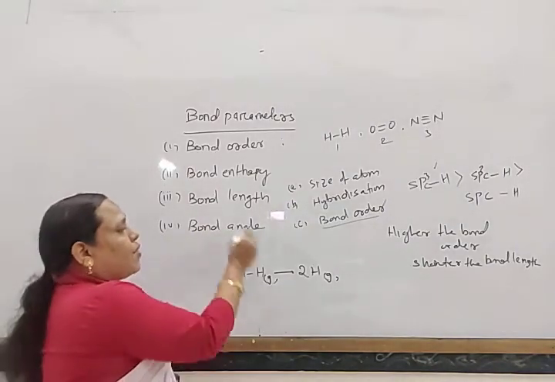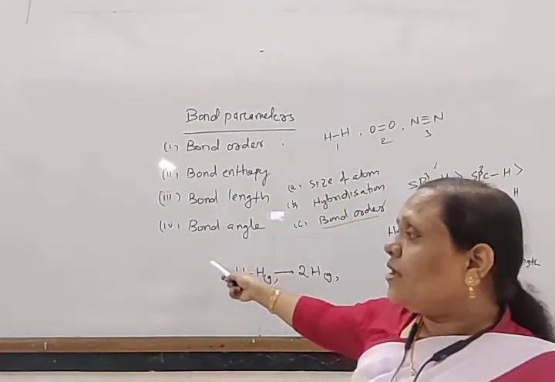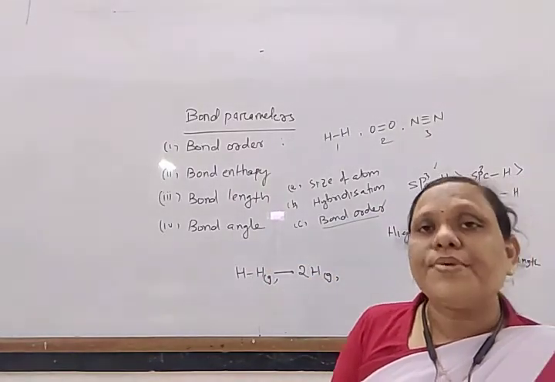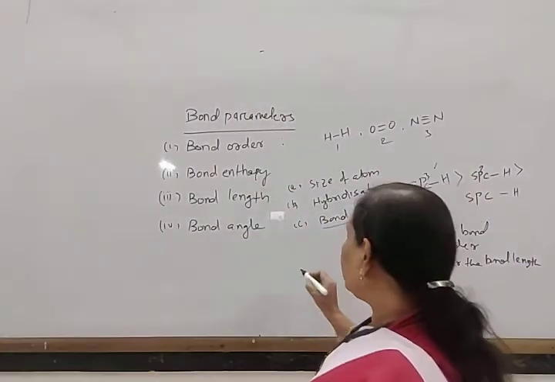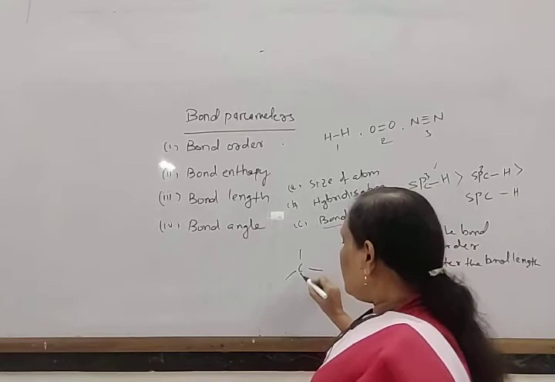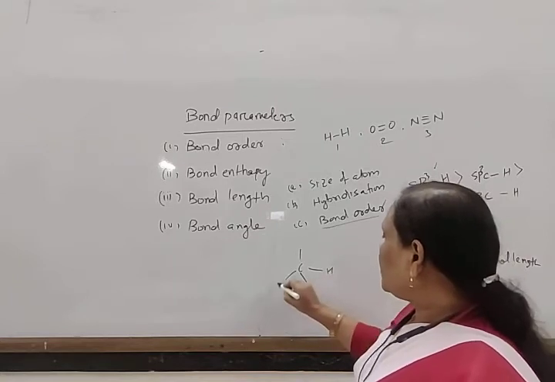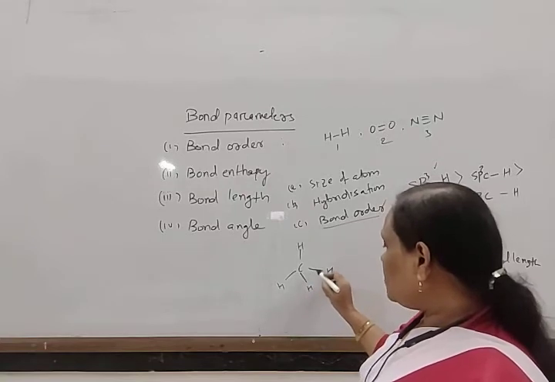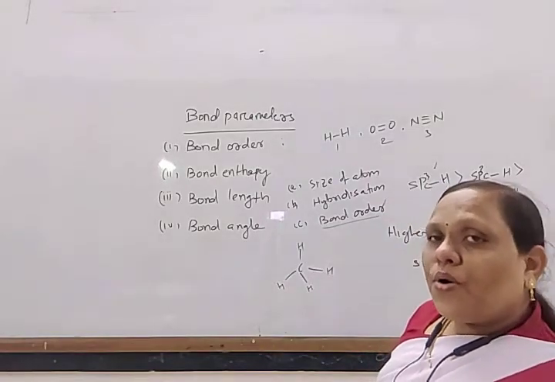And another factor, bond angle. This is the average angle between the lines representing the orbitals that contain the bonded electrons. For example, when you write the structure of methane, the average angle between these two lines, which represent orbitals containing the bonded electrons, is known as the bond angle.